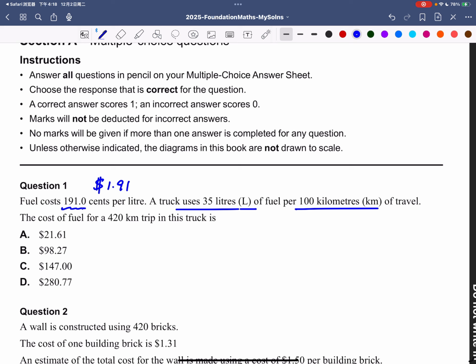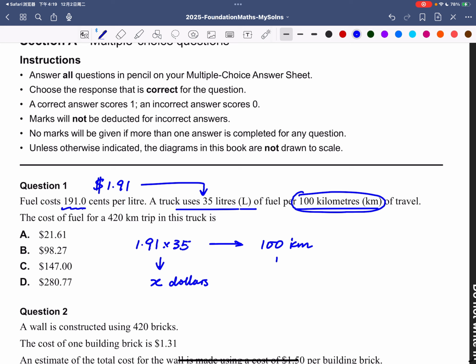Okay, so I'll try to figure out the amount of money to spend on 100 kilometers. That'll be 1.91 multiplied by 35. I can say it has a correspondence to X dollars. Then this is for 100 kilometers. Then I can construct 420 here. So this is actually a ratio relation.